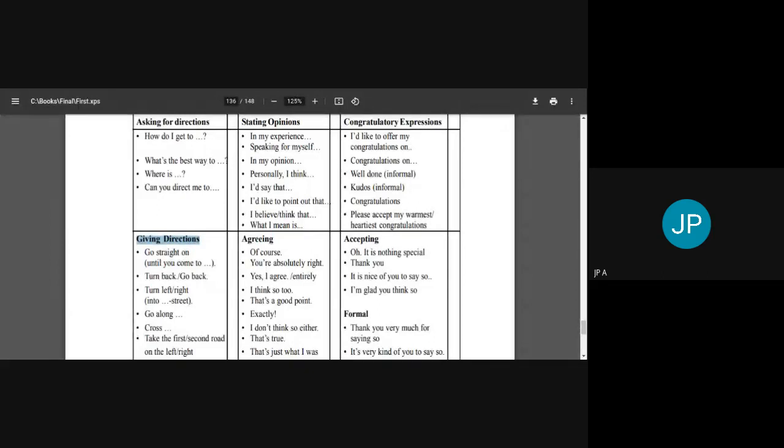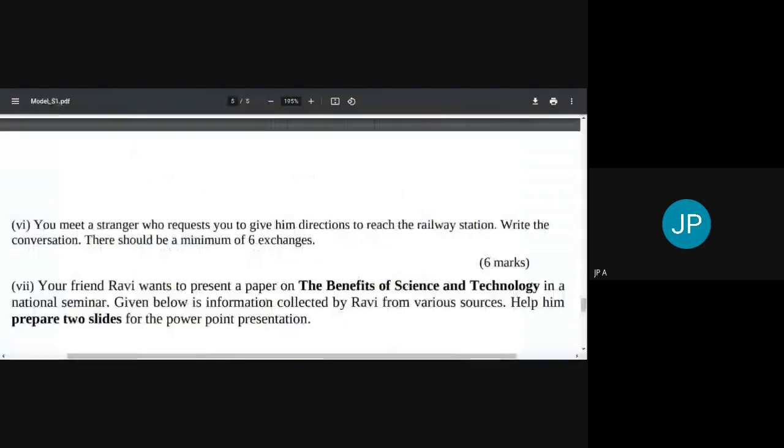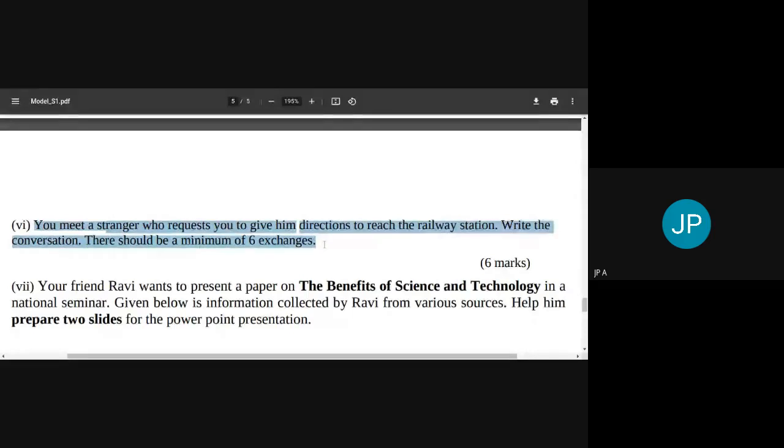This is a question that you can see in the question paper. See, you meet a stranger who requests you to give him directions to reach the railway station. Inside the conversation, there should be a minimum of 6 exchanges.